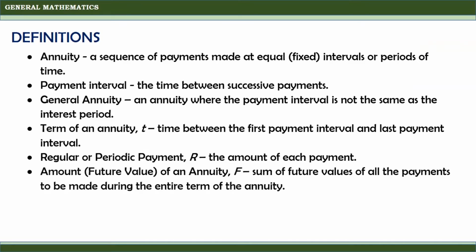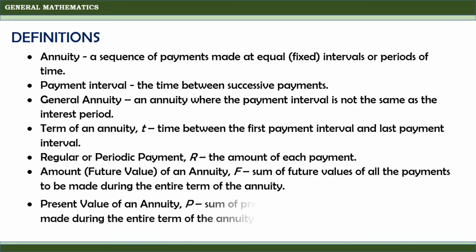Amount or the future value of an annuity, represented by F, is the sum of future values of all the payments to be made during the entire term of the annuity. And finally, the present value of an annuity, represented by P, is the sum of present values of all the payments to be made during the entire term of the annuity.